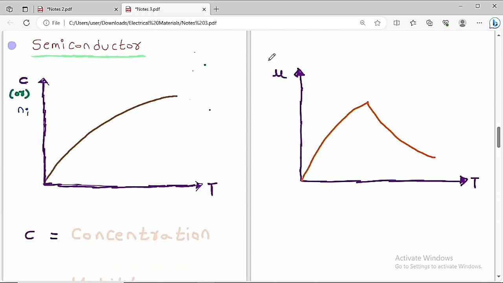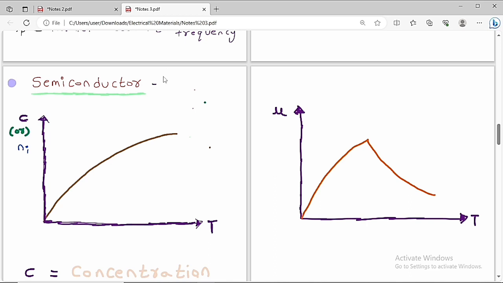So finally, let me give you a graph of the semiconductor in the case of the intrinsic semiconductor. Just give me a second, let me write this. This is for the intrinsic. Whatever graphs I am going to teach you, these are for the intrinsic semiconductor.